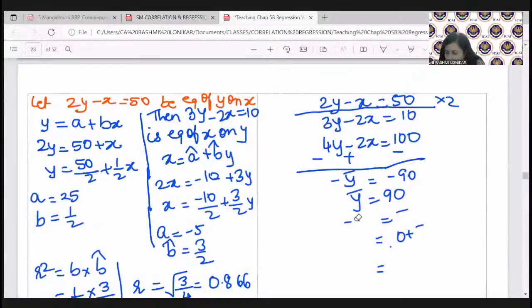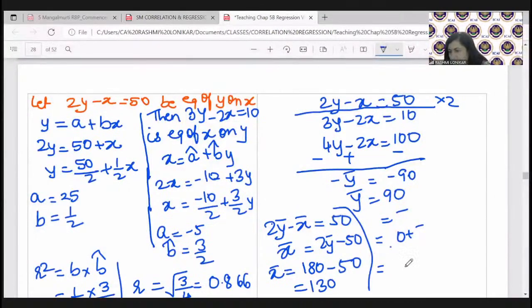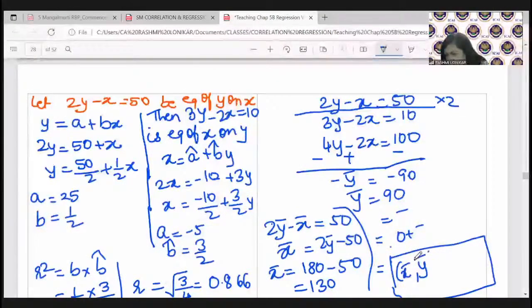Now I have found y bar. So what will I do? I will now find out x bar. Okay. So what is the equation? 2y bar minus x bar is equal to 50. So x bar will be equal to 2y bar minus 50. So x bar is equal to 2 into 90 is 180. 180 minus 50. So this is equal to 130. So I get x bar, y bar to be equal to 130 and 90.